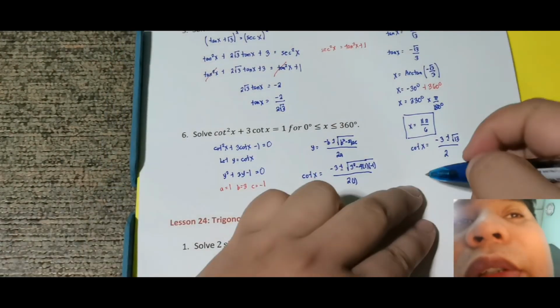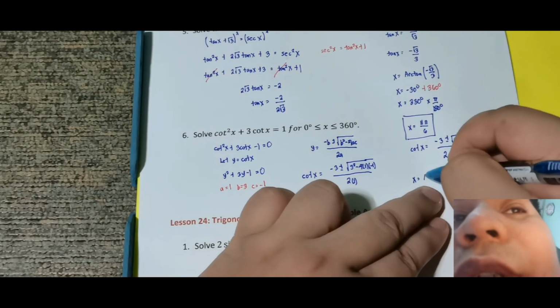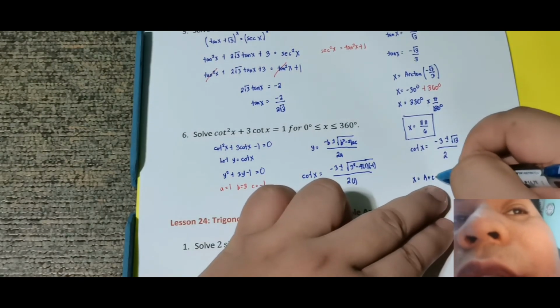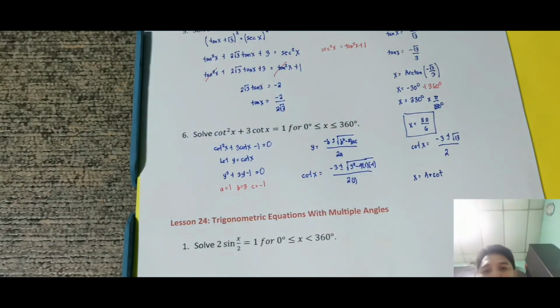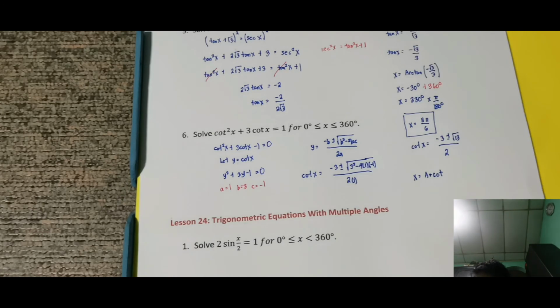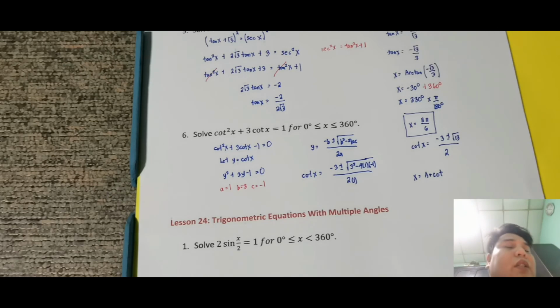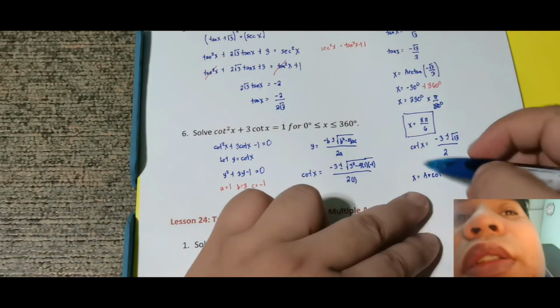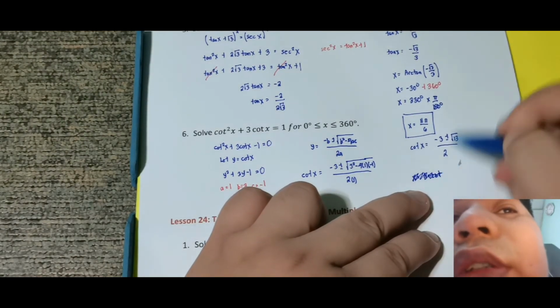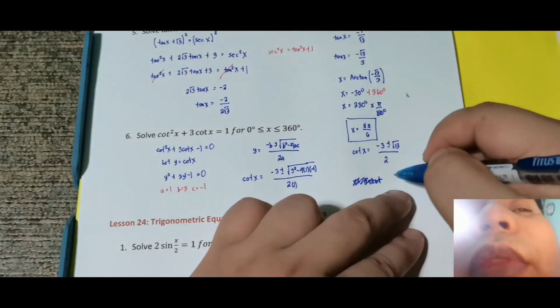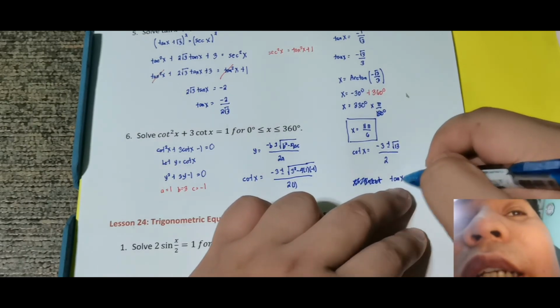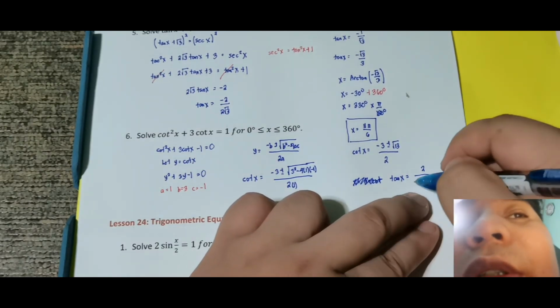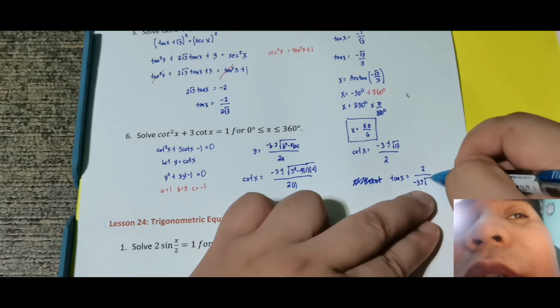Unang x natin na value is x is equal to arc cotangent. Tama. Pero ito pala yung problema. Sa calcu, walang arc cotangent. So anong gagawin natin? So kunin natin yung tangent. Gawin ko tong tangent kasi x naman yung hinahanap natin. So pag ginawa ko tong tangent, reciprocal lang siya. So it is simply 2 over negative 3, positive negative square root of 13.